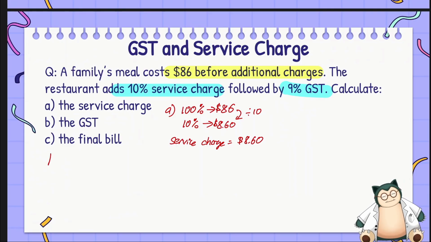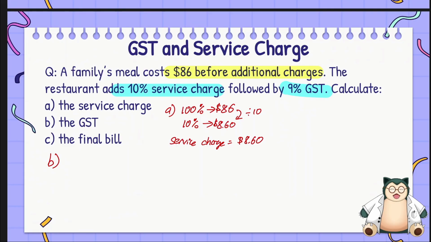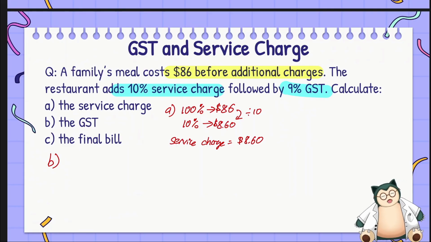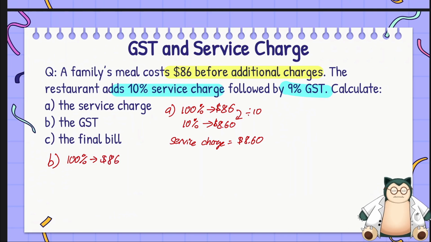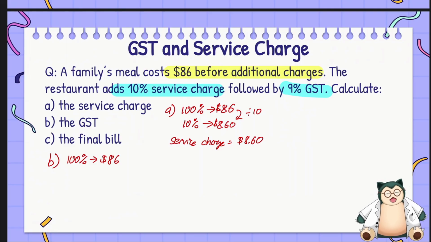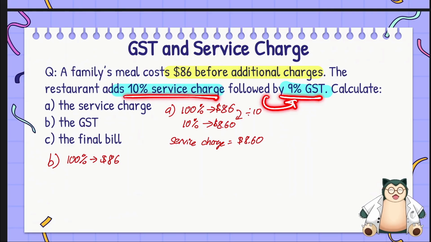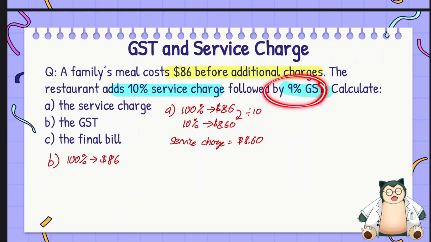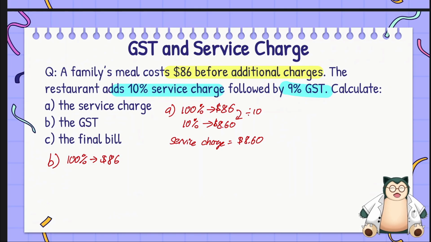Now, for part B, the GST. Okay, so for GST, we take 100% as $86. Is this correct? Okay. So notice this question is very tricky. It says it adds 10% service charge followed by a 9% GST. Now, this GST is not on the initial $86. Take note, if they have it in sequential order, we must follow the sequence.